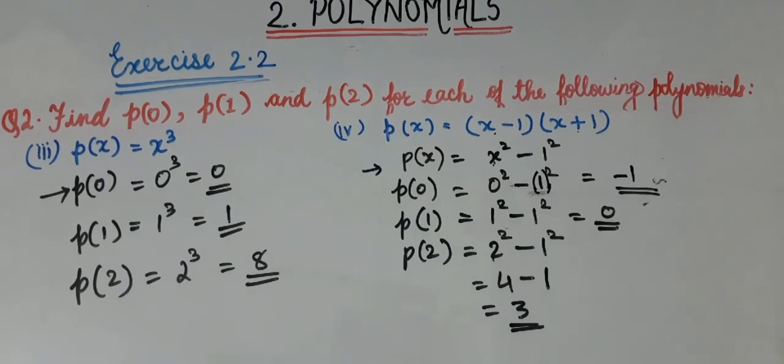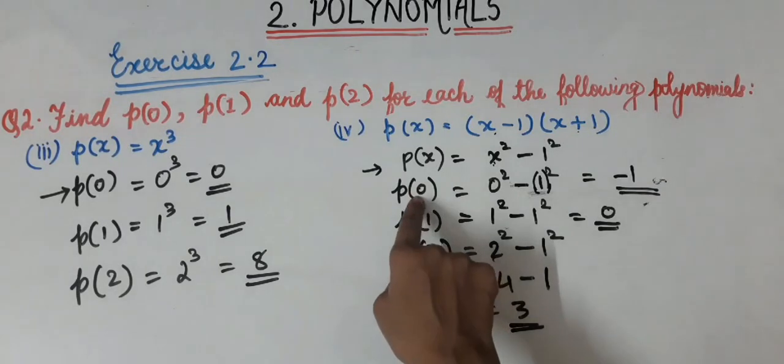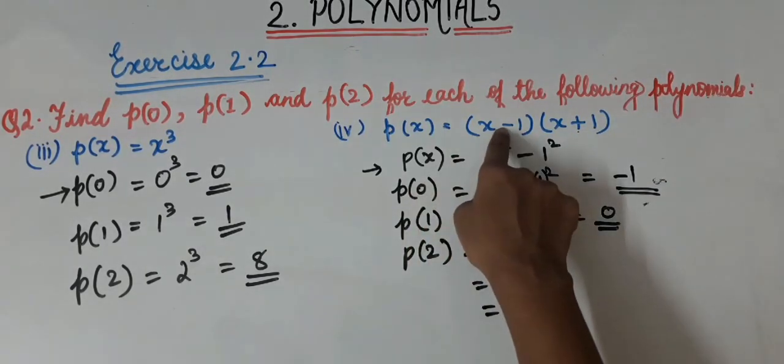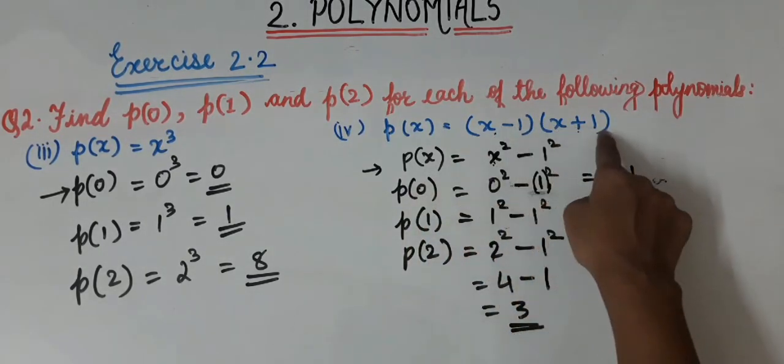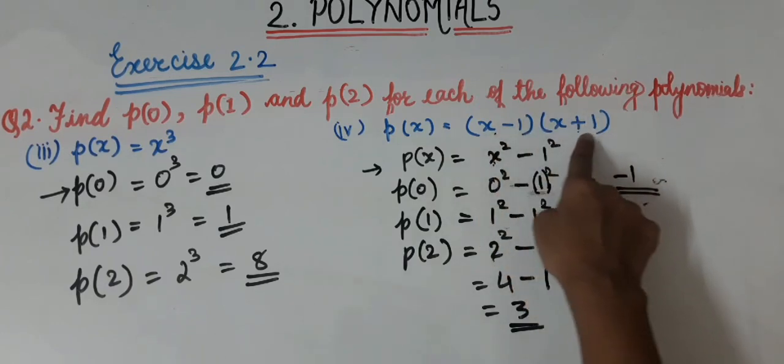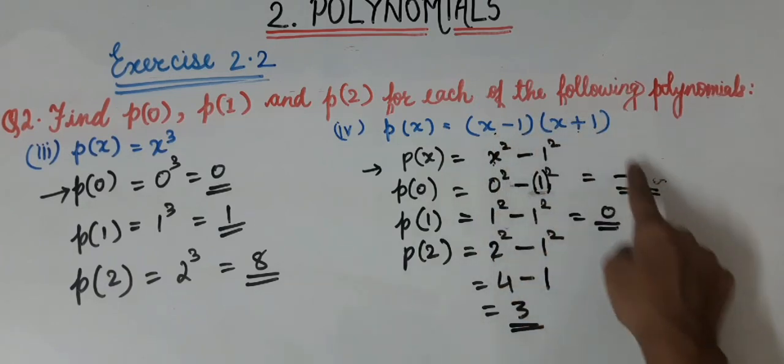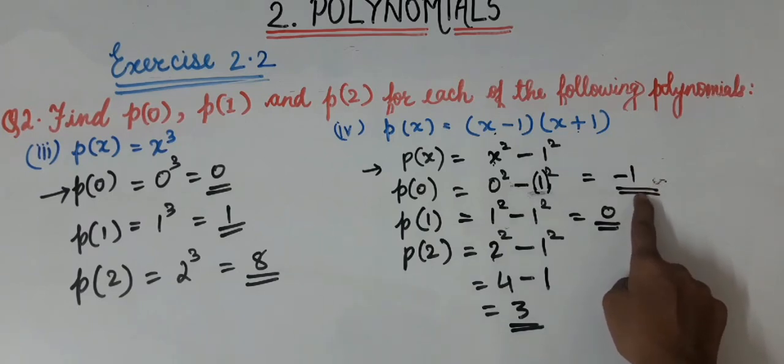Okay. Now even if you don't use the identity and then put the values, still you will get the same answer. See here, P of 0. 0 minus 1, minus 1. And 0 plus 1, 1. Minus 1 into plus 1. Minus 1 into plus 1 is minus 1. You got that same answer.